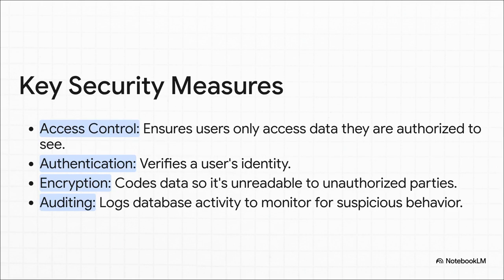And of course, protecting the data itself is paramount. This happens in layers. Authentication is the front door, asking, "Who are you?" Access control is like the keycard, deciding which rooms you can actually enter. Encryption is like writing all the data in a secret code, so it's totally useless if someone steals it. And auditing? That's the security camera system, logging every single action to track down anything suspicious.